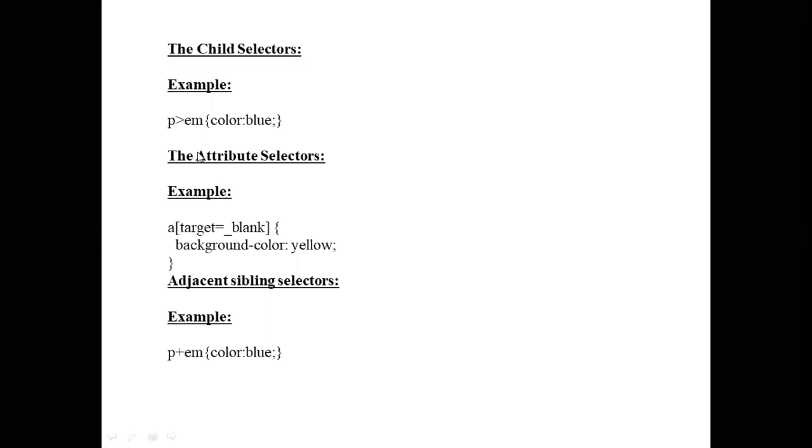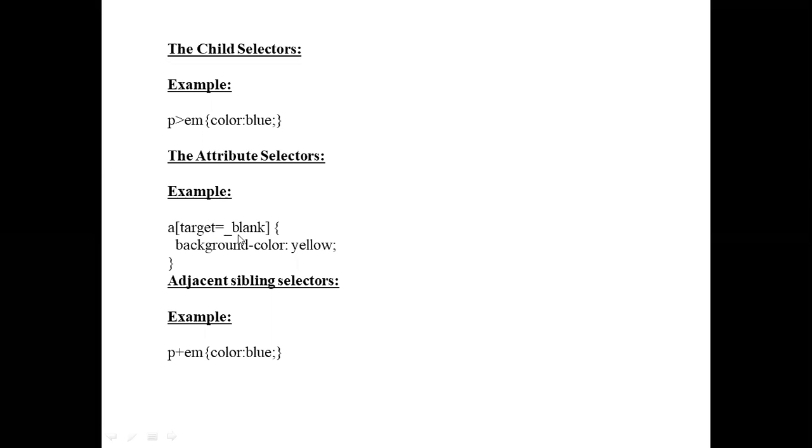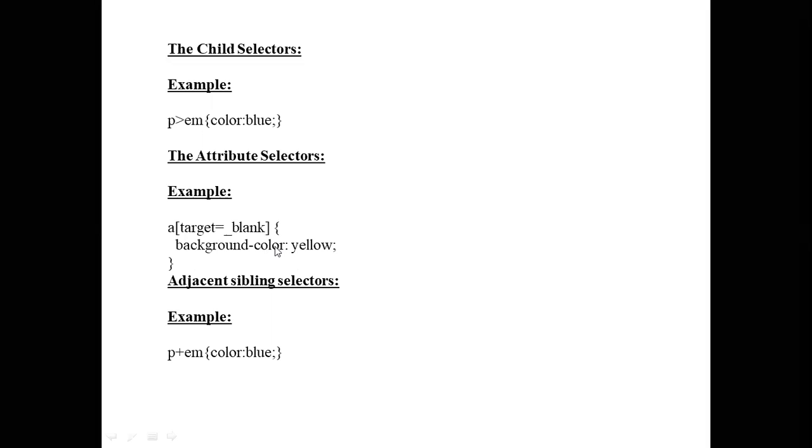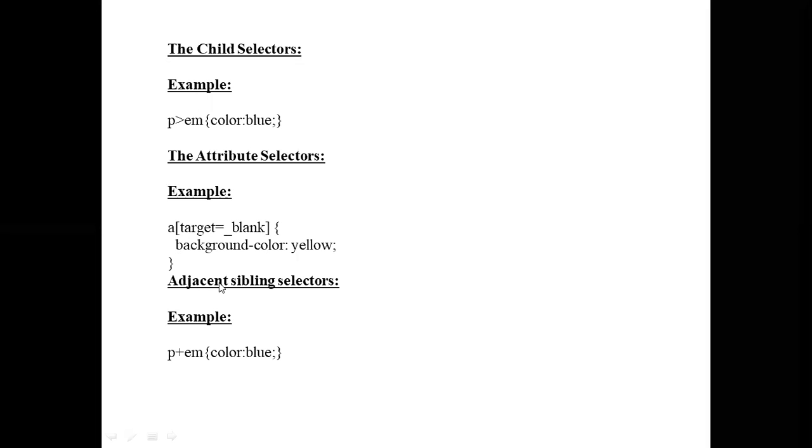Next, attribute selectors. Attribute selectors are used to select elements based on attributes or attribute values. Suppose a link with target equal to blank gets a yellow background. Next, adjacent sibling selectors.